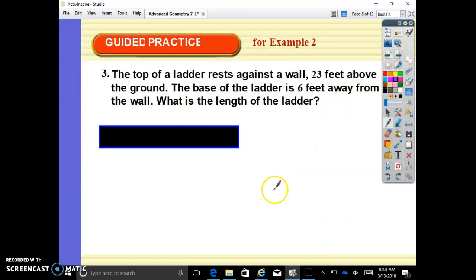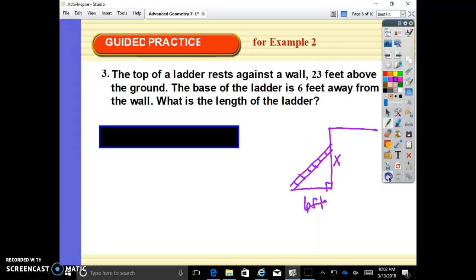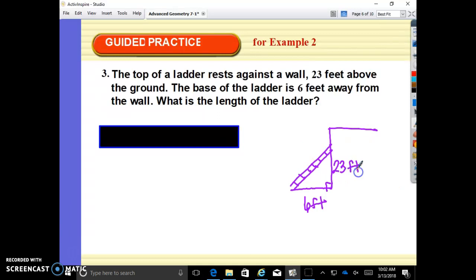The top of the ladder rests against a wall 23 feet above the ground. So here is our building. Here's our ladder. It's perpendicular to the ground. It is 6 feet away from the wall. We want to know how high up on the wall it is if our ladder, oh, nope, sorry. It says it rests 23 feet up on the building, and we want to know the length of the ladder. So we're looking for a hypotenuse in this one.